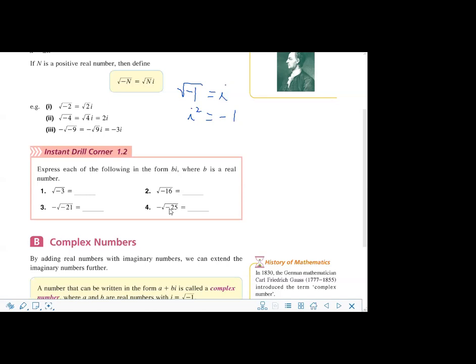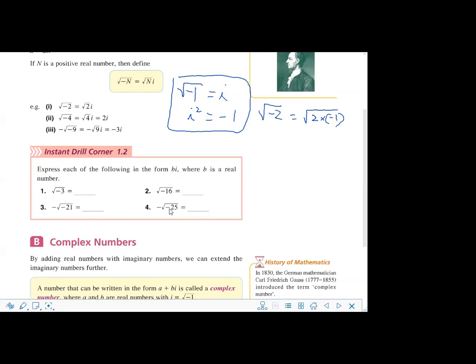I just want you to remember this as a whole concept. Example: the square root of -2. When you find a negative number inside the square root, we always do this: we split the negative number into the positive number times -1. Okay, it's always like this.